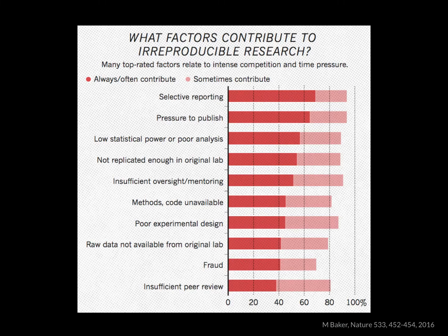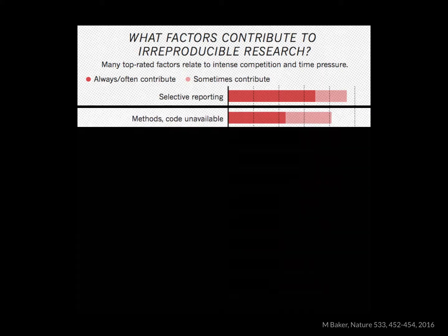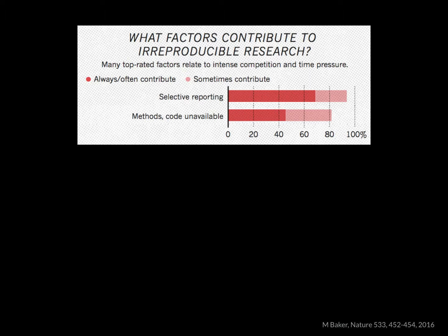But let's look at two components in here, two of these factors. So selective reporting and code or methods not being available. Well, why is that? It could be intentional. So that's more, well, it's not fraud, but often enough people feel like not including everything they have or everything they know or everything they've done simply to make it harder for other people to reproduce their work. It's a fact. But there are other issues.